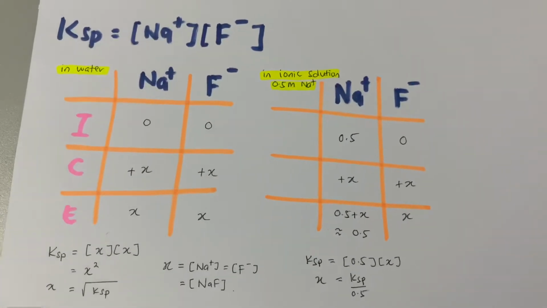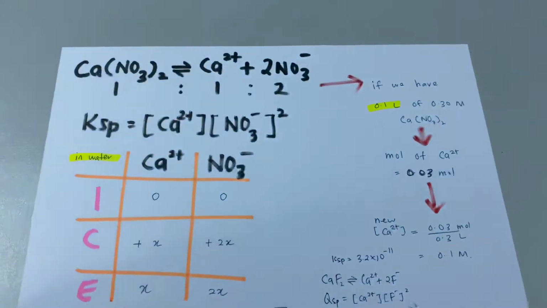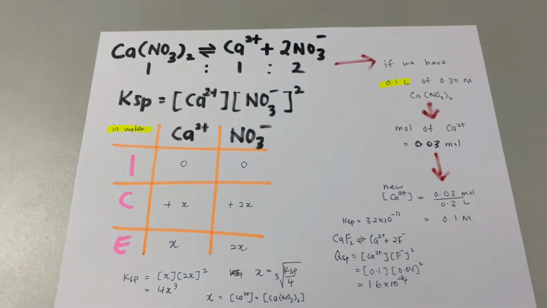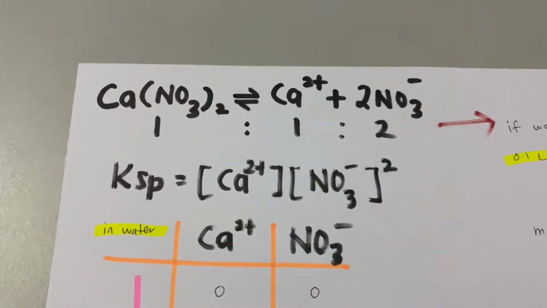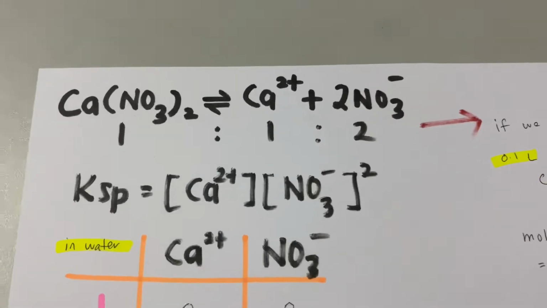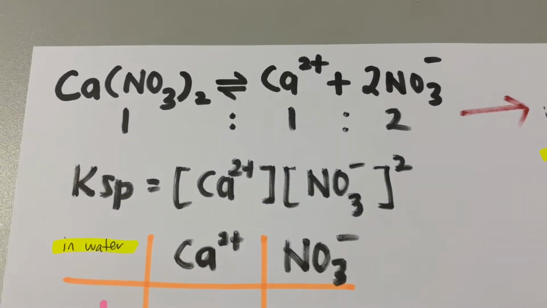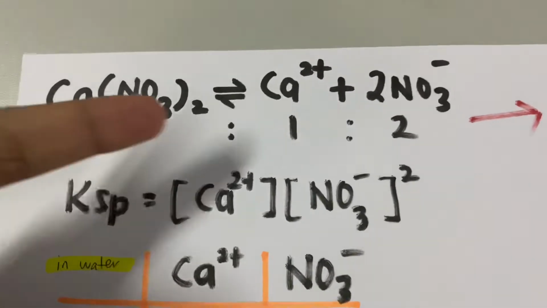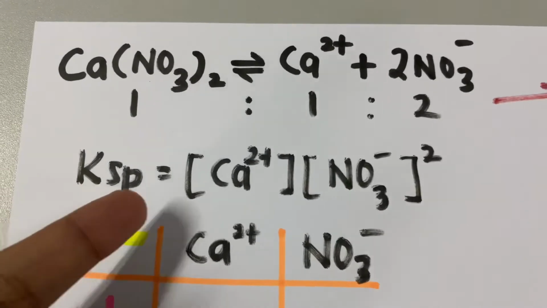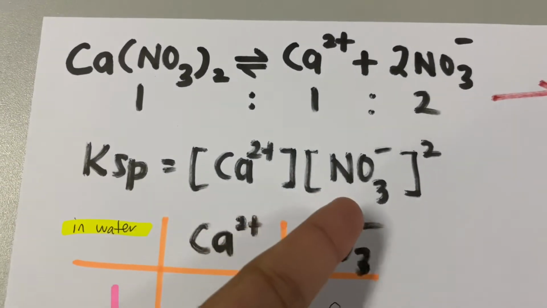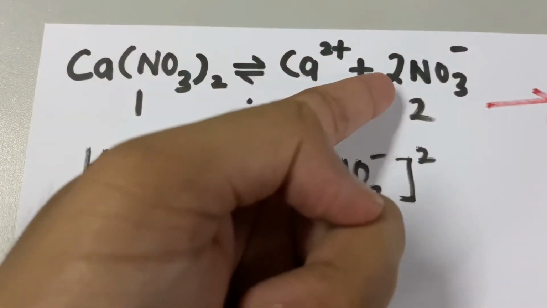Okay, now we will go to the second one. For the second equation, I would like to use this example, calcium nitrate. Calcium nitrate will dissociate into calcium ion and nitrate ion. The ratio is 1:1:2. So to write down the Ksp expression, Ksp equals [Ca2+][NO3-] to the power of 2, because the ratio here is 2.